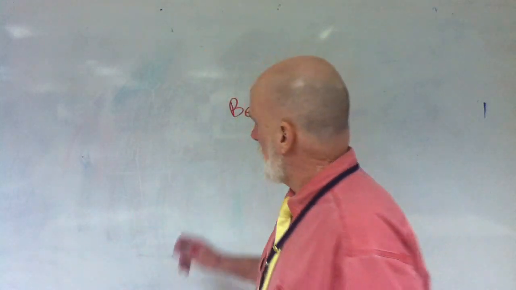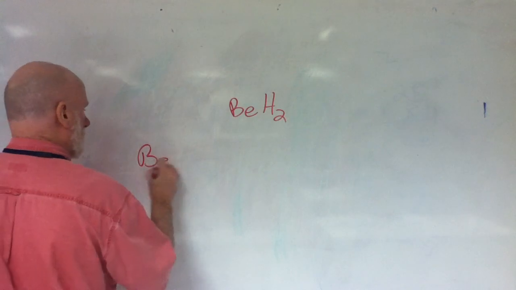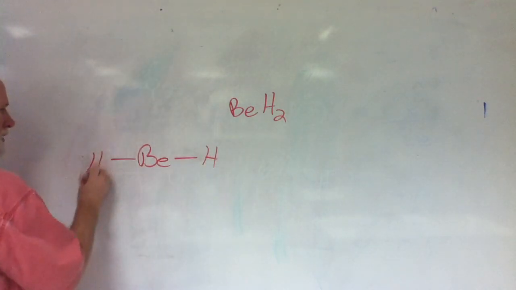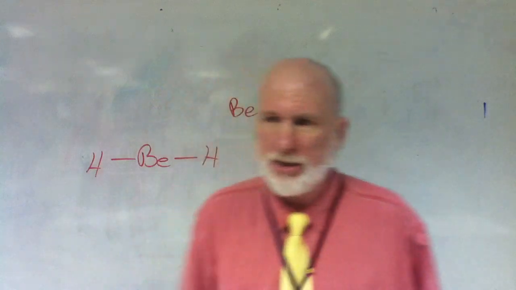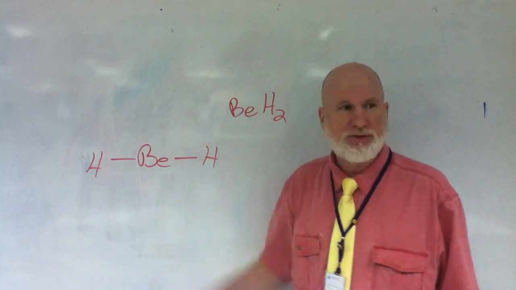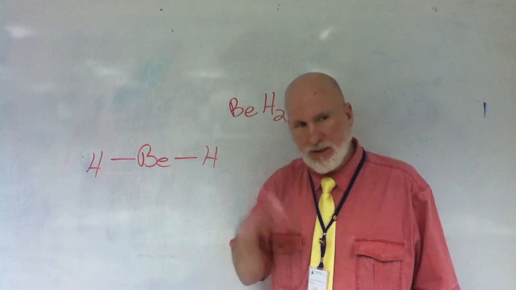BeH2, beryllium hydride. Now, you think of metal and hydrogen, ionic maybe, right? But what's the electronegativity of beryllium? 1.5. Hydrogen is 2.1, so it's only 0.6. So it's probably going to be covalent. Okay. So beryllium, hydrogen. We're going to do this quickly. Total valence, 1, 1, 2 is 4. Subtract off 4, 0. That's it.